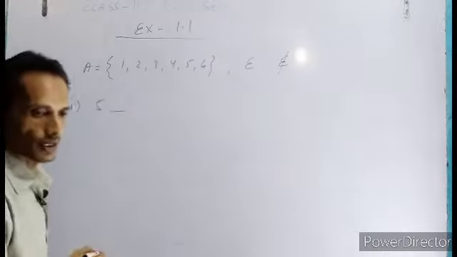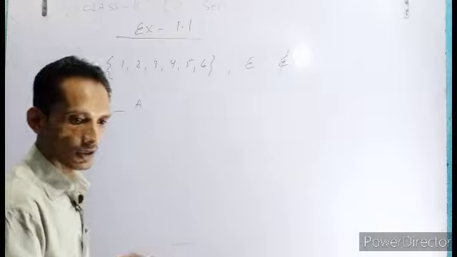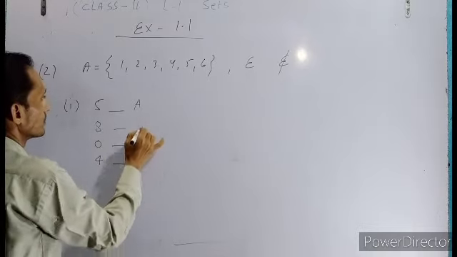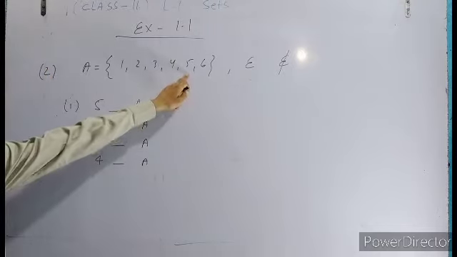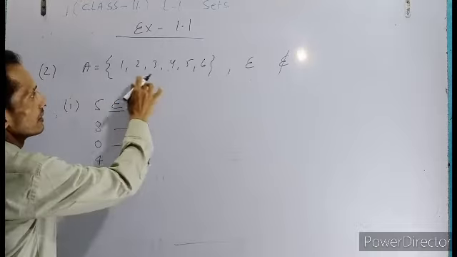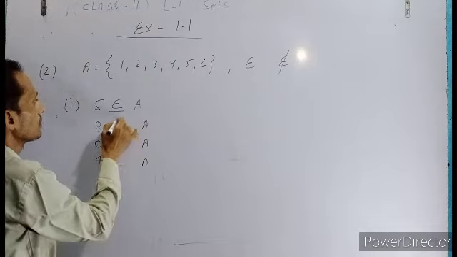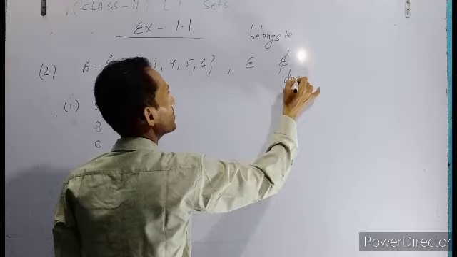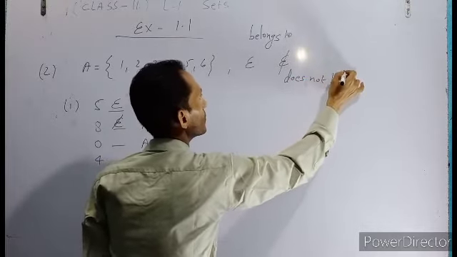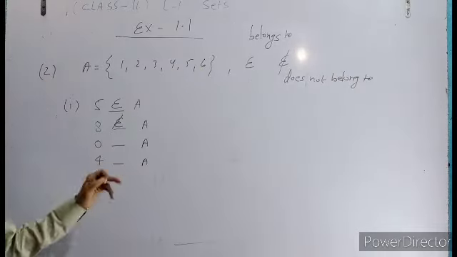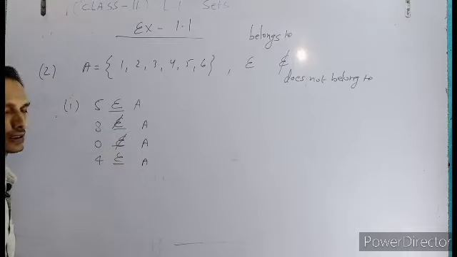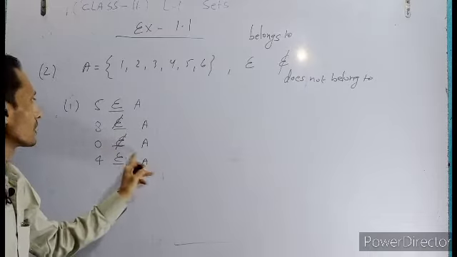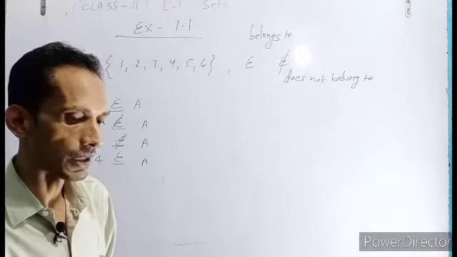5 belongs to A. Yes, 5 is in A, so 5 belongs to A. 8 is not there, so 8 does not belong to A. We have to cut the symbol accordingly: that is called belongs to, and that is called does not belong to. 0 does not belong to A. 2 belongs to set A, 5 belongs to set A, 8 does not belong to set A, 0 does not belong to A. In this way we fill in the symbol for particular elements.